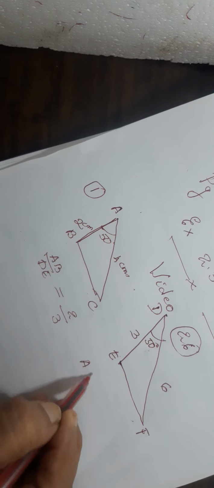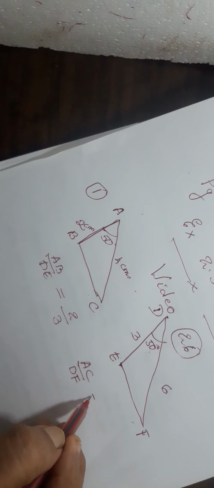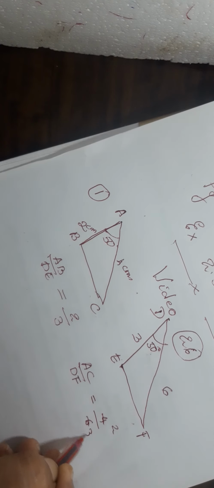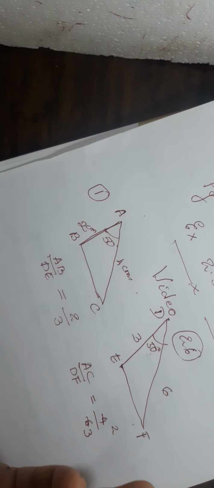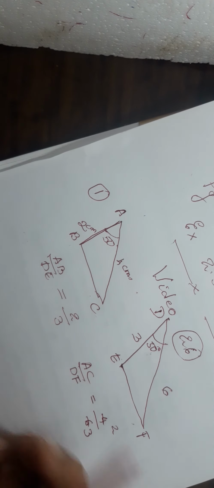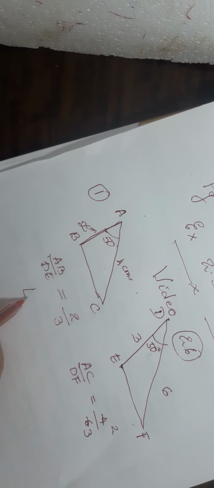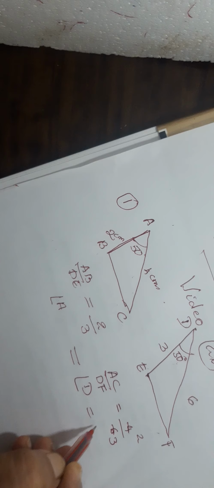Then AC by DF. These two are the corresponding sides there. So it is equal to 4 by 6 and that is 2 by 3. So the ratio of the corresponding sides AB and DE is 2 by 3. The ratio of another pair of sides AC and DF is 4 by 6 and it is also 2 by 3. And angle A in triangle ABC is equal to angle D, it is equal to 50 degrees.